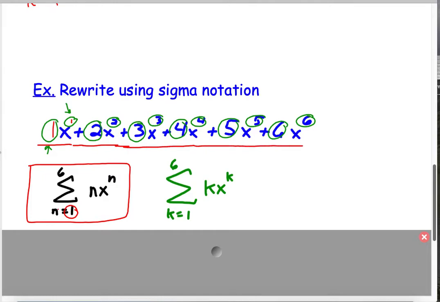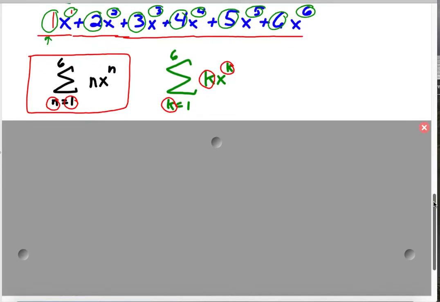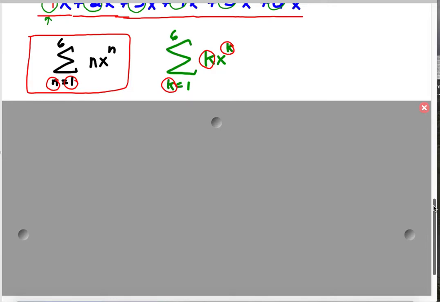Now, I use the letter n here. Somebody else might say, well, I want to use the letter k. And notice it's pretty much exactly the same thing, except we're using k instead of n. Somebody else could use j or i or whatever they wanted. You have your choice. Now, there's even more ways to write it than just this.